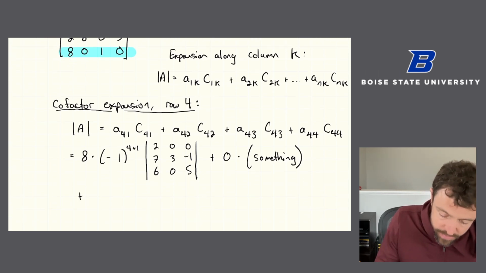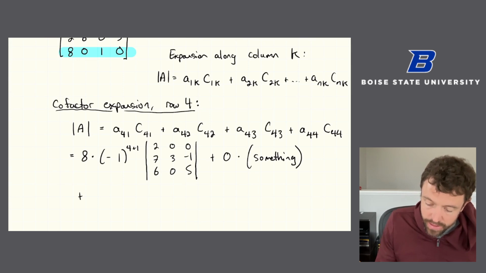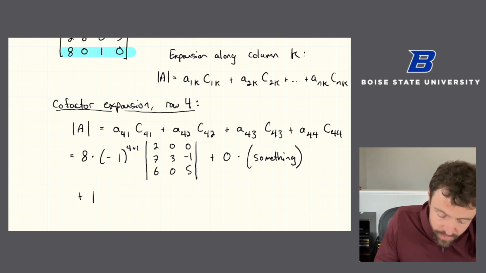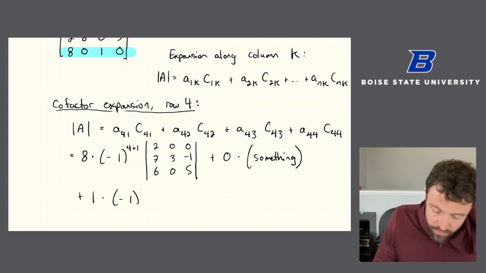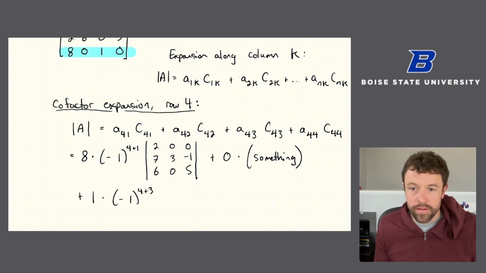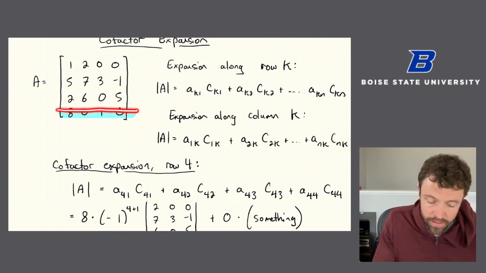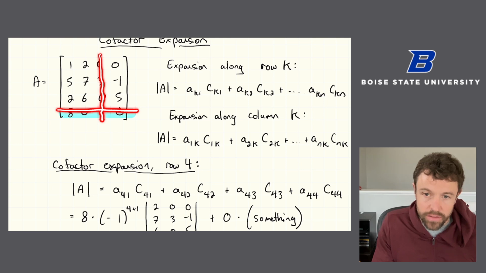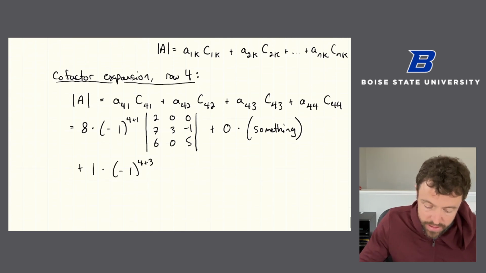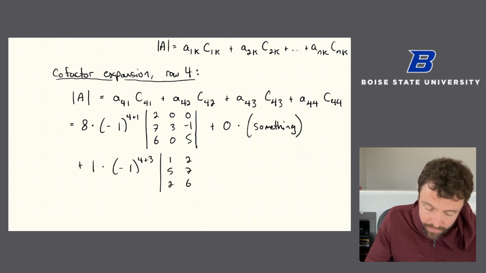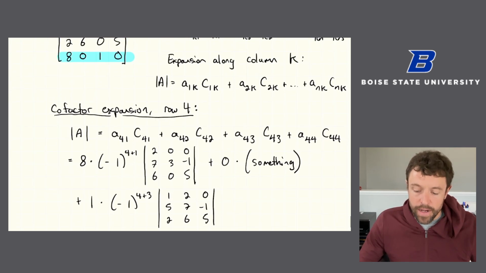What's my next term? My next term is A43 times C43. So A43 is this 1. I'll scroll back up when I need to. And I get -1 to the 4 plus 3. And now I get the minor, the 4-3 minor. So it's the determinant of this matrix, 1, 5, 2, 2, 7, 6, 0, minus 1, 5. And now I move along.